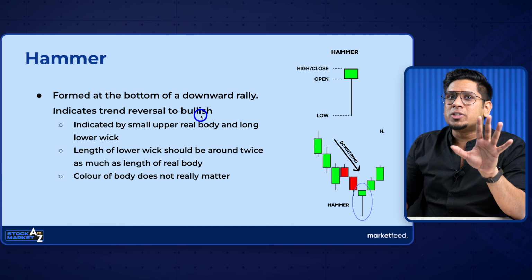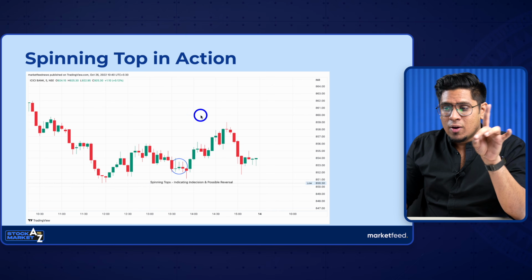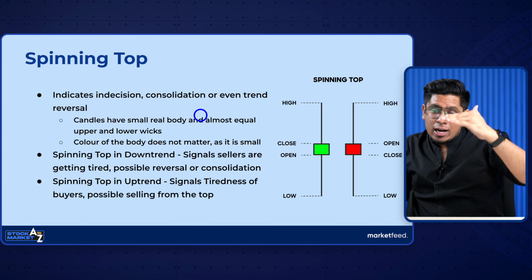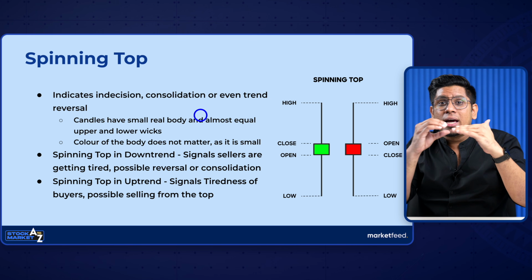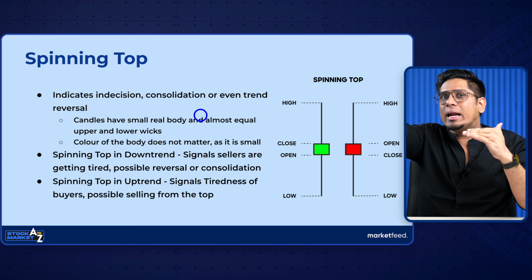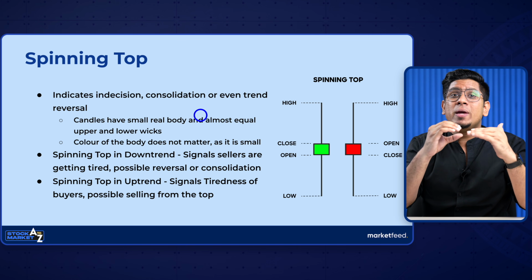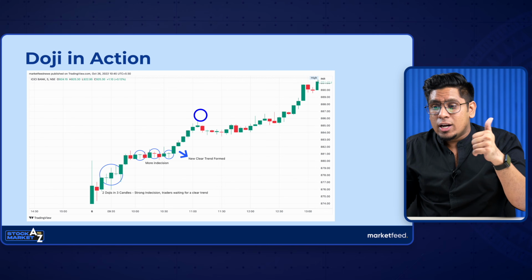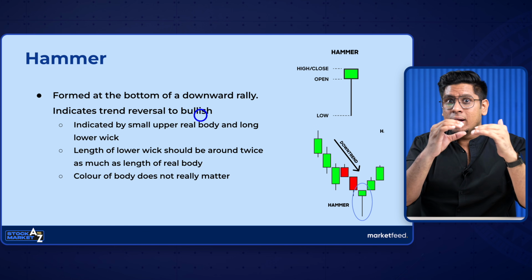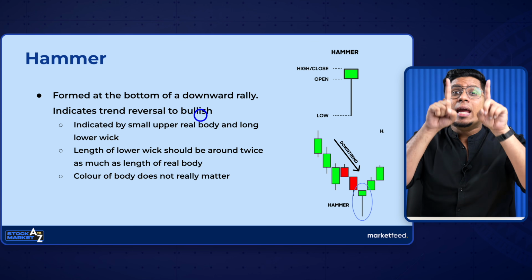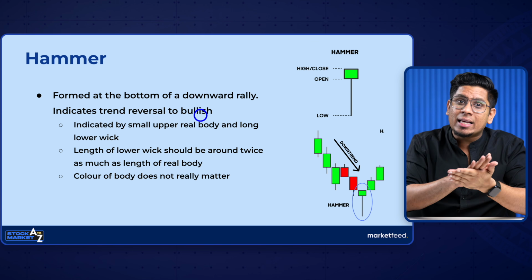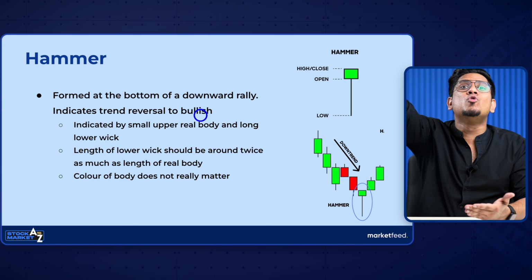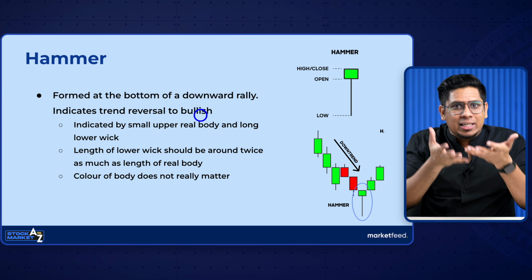Now, this is kind of similar to your spinning top, right? We learned about a spinning top. At the end of a downward rally, if there is a spinning top, it doesn't mean a trend reversal. It kind of means that the downward rally has stopped. Now, at the end of a downward rally, if there is a hammer, it is not indecision. It means that the downward rally has stopped. Probably the stock can move back up now. Why? Because it is not indecision.